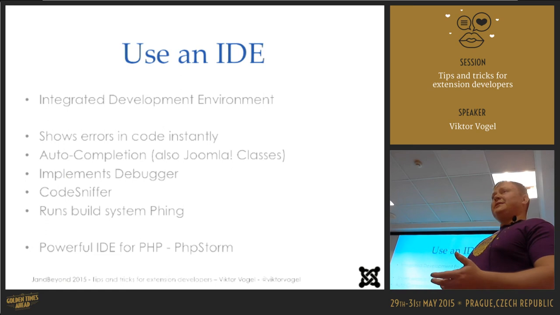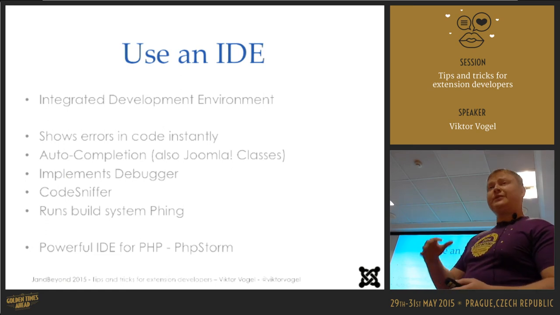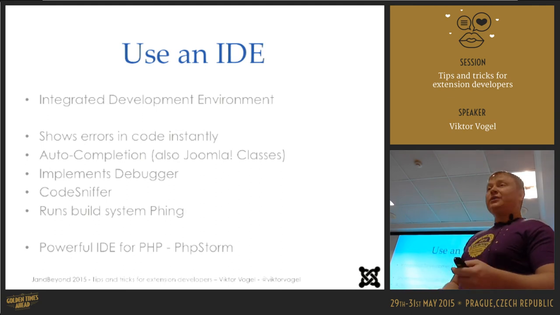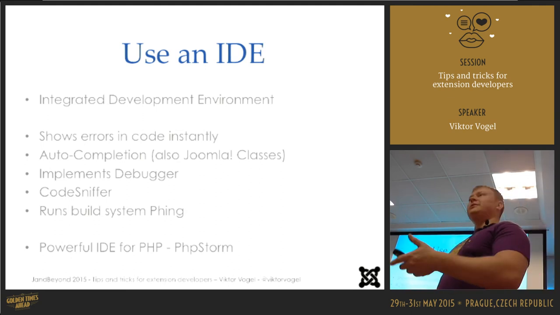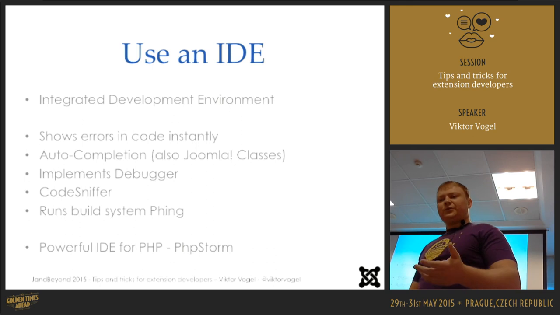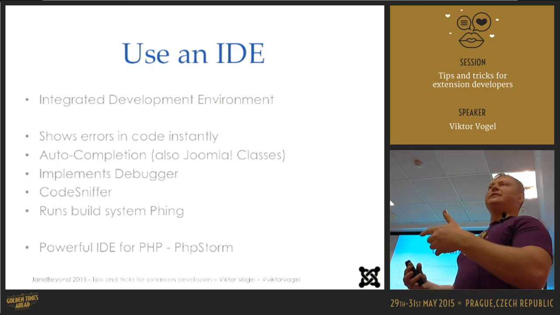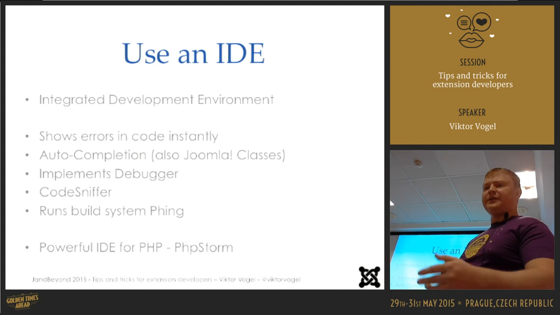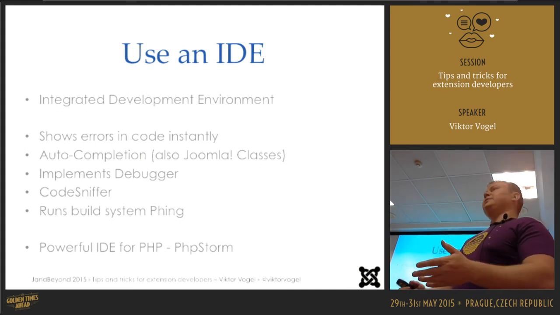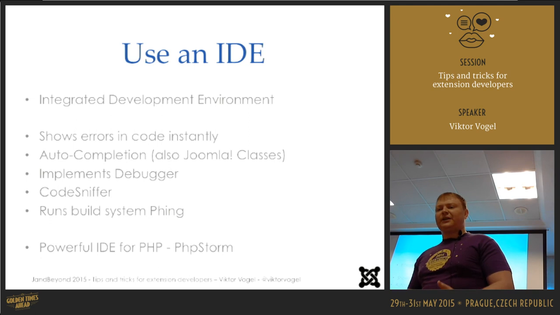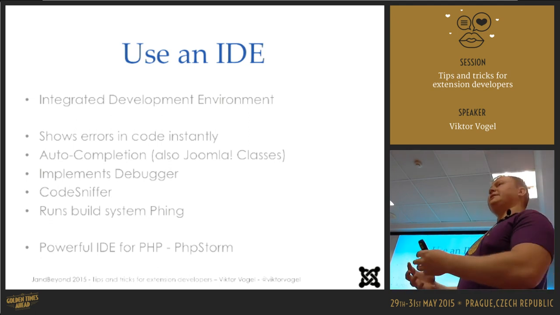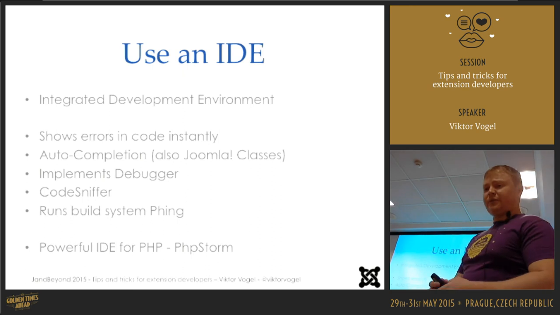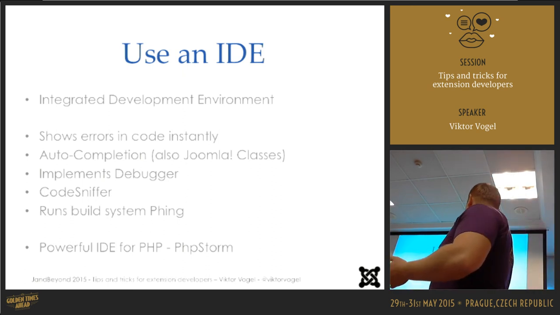It implements a debugger, so you can debug. It's very important to understand and to learn and to get to a higher level in the development process. You can use CodeSniffer. It's important if you contribute to the core, to use the code styles, the standards that we have in Joomla, and it's very easy to implement in an IDE. You can also, for example, run a build system like Phing to create installation packages automatically, so you don't have to copy and paste everything. So I switched to PhpStorm, and I would suggest it.